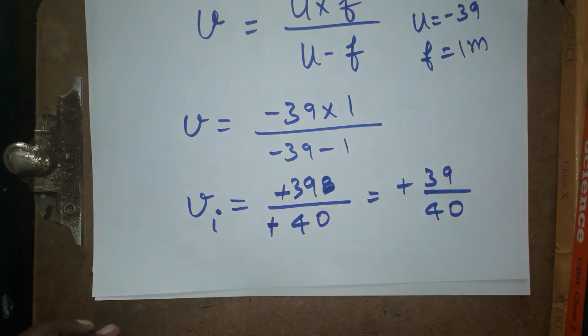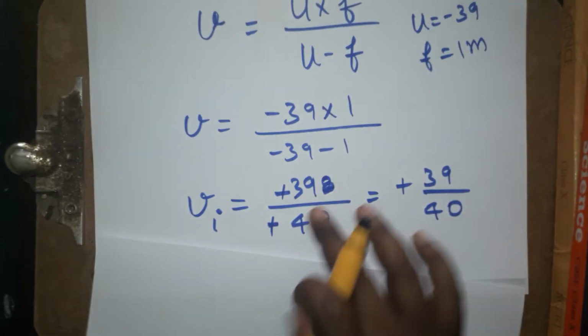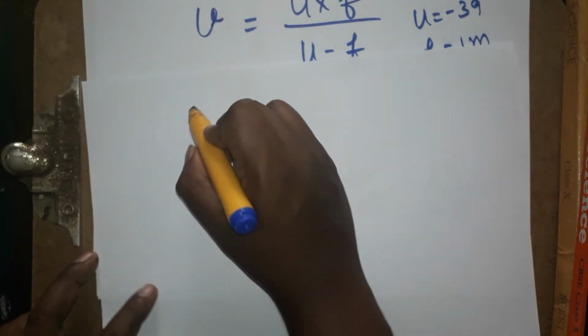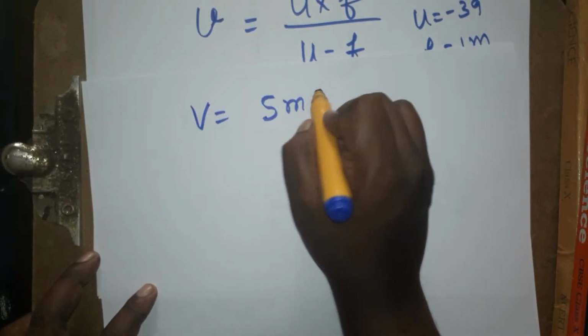Then, since it's a moving object, we will get two positions. Then I know the velocity is 5 meter per second.